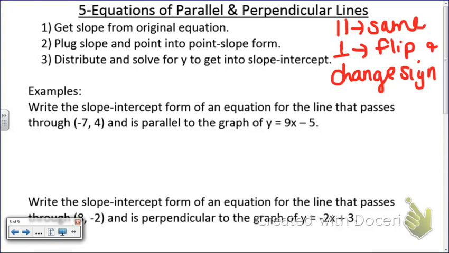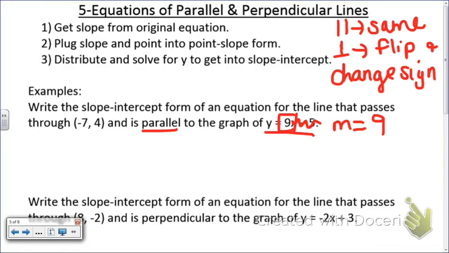Write the slope-intercept form of an equation for the line that passes through the point -7, 4, and is parallel to the graph of 9x minus 5. The first thing I'm going to determine is my slope. This is the only thing that I need this equation for is its slope. So I do not need anything here but my 9. Since my line is parallel, that's going to tell me my new slope has to be exactly the same, and it is also 9.